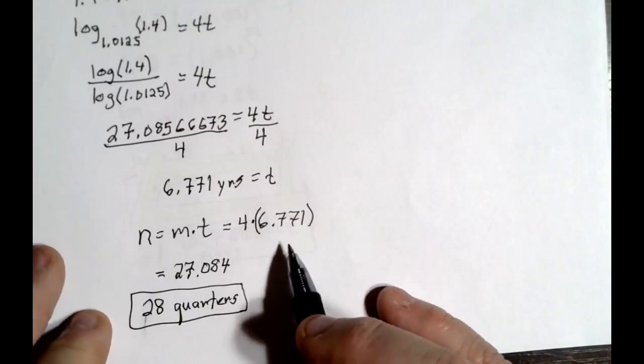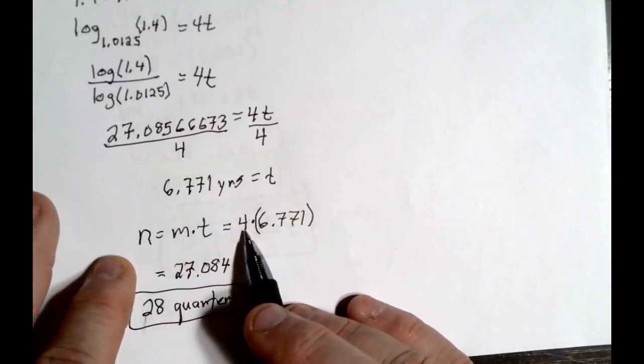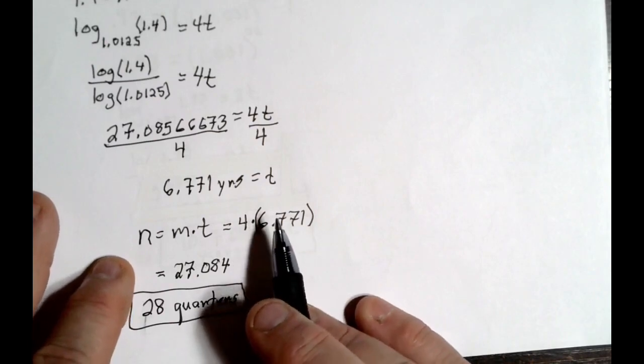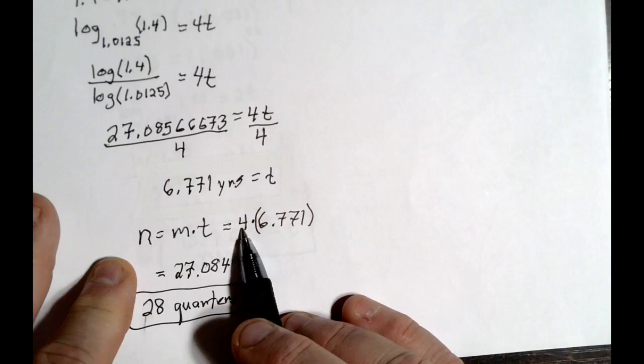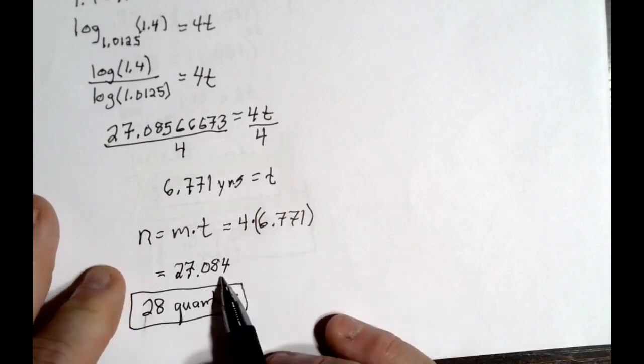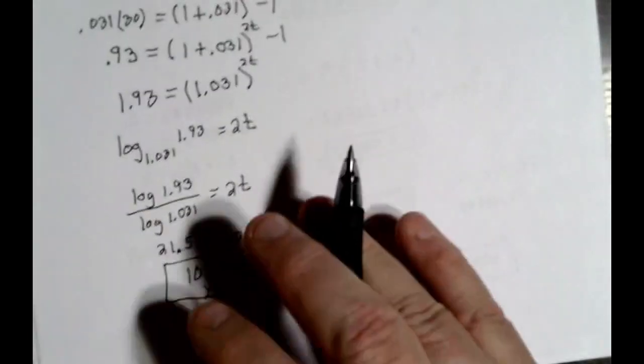And they want to know how many quarters that is. Well, let's see, what did they ask for? Number 11, they wanted to know how many quarters. So it's 4 times T, the number of years. So it's 27.08 quarters, or roughly 28 quarters.